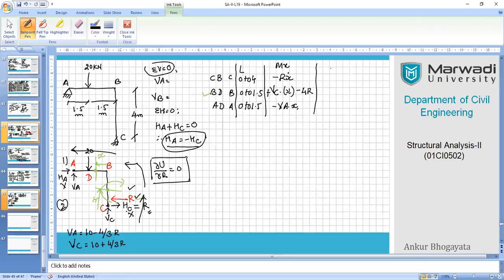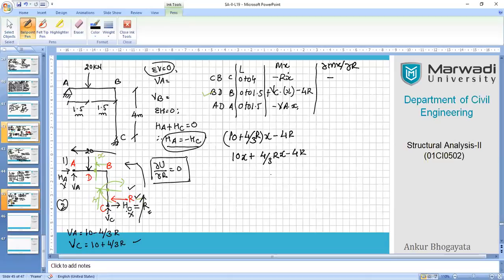Instead of writing something here next to this, that is del Mx upon del R, I understand, but for that you need to expand it first. So I'll be expanding it as such. The first term is not required to be expanded. VC is nothing but 10 plus 4 upon 3 into x minus 4R. Here R will be there. So that is our VC. You can see here VC is written here. So now 10x plus 4 by 3 R, x minus 4R.